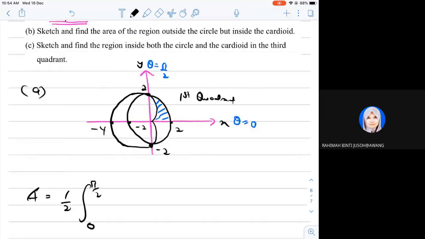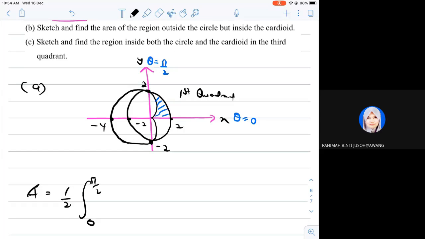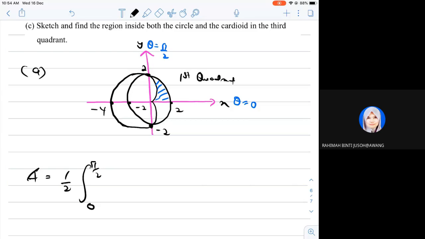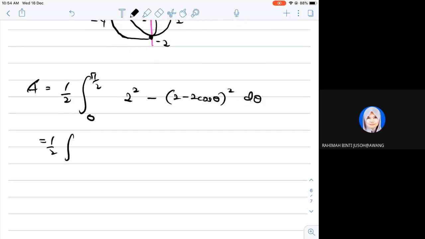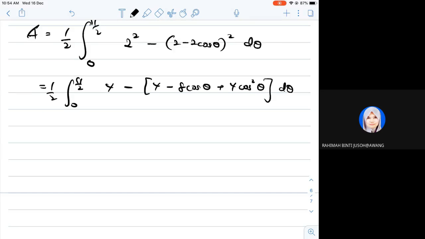Okay, so now cardioid tolak circle ke circle tolak cardioid? Circle tolak cardioid. Yes, very good. Circle minus cardioid. So we have circle as 2 squared minus cardioid is 2 minus 2 cos theta squared, d theta. Okay, so let us proceed. We will have 1 over 2 integration from 0 until pi over 2. So we have 4 minus, again we need to expand this. So 2 squared is 4 minus 8 cos theta plus 4 cos squared theta d theta. So 4 minus 4, 0 lah.